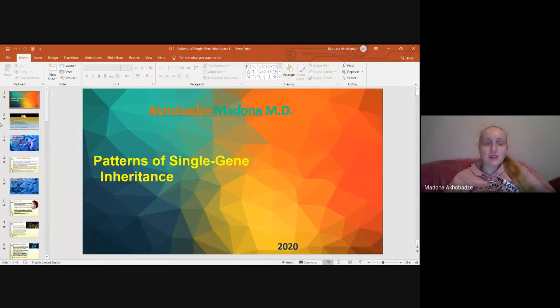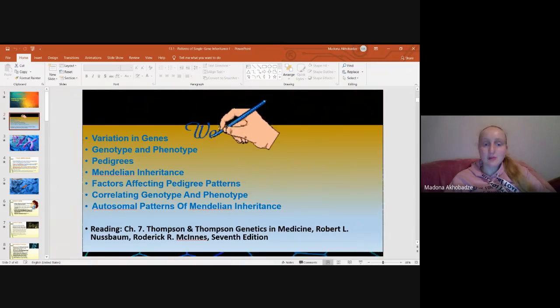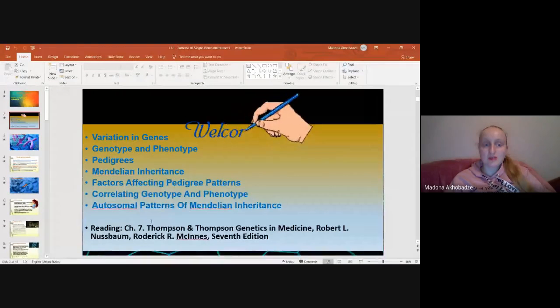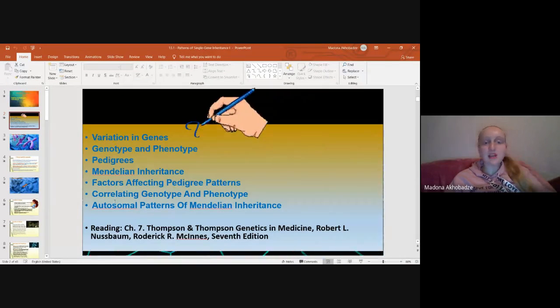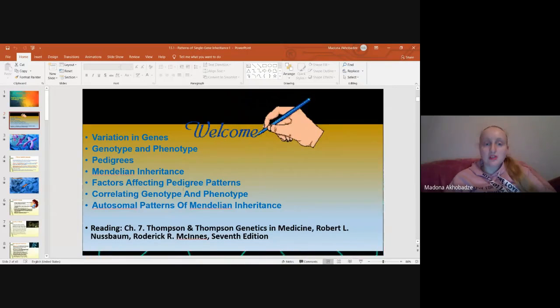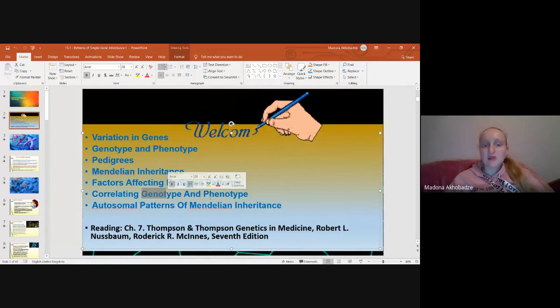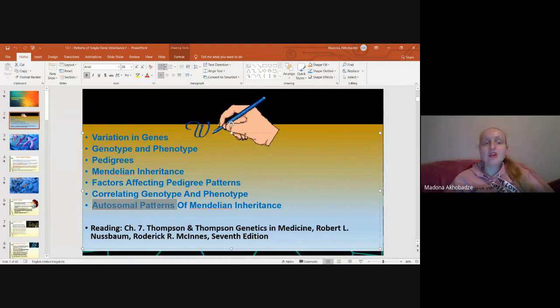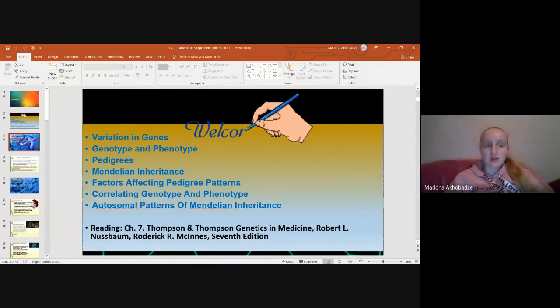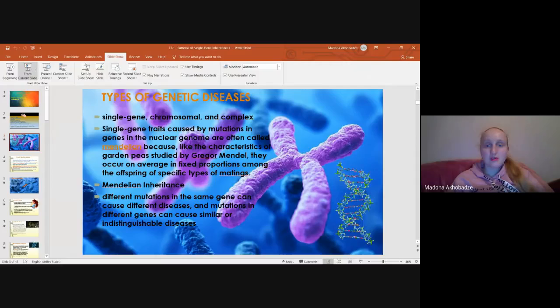Okay, let's get started. Again, it is from Thompson and Thompson, chapter 7. We're going to talk about the genotype and phenotype. We're going to talk about the pedigrees, Mendelian inheritance, and factors that affect the pedigree patterns. What is the pedigree itself? We're going to define the genotype and phenotype, and talk about the autosomal patterns as well as X-linked ones. Okay, so let's go on.